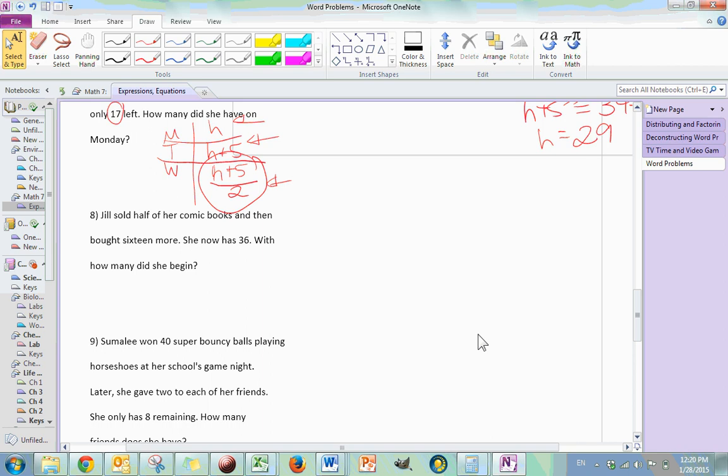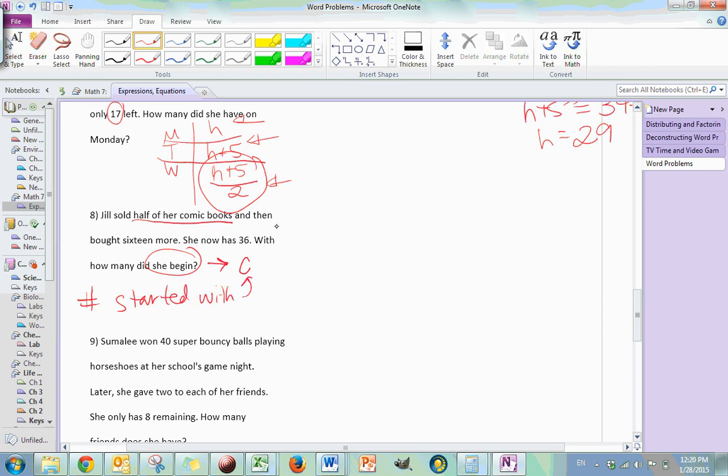Number 8. Jill sold half of her comic books and then bought 16 more. She now has 36. With how many did she begin? So Jill sold half of her comic books. So if you sold half, you take the number you have, you divide it by 2. And our variable, well, we don't know how many she started with. That's what they're asking. That's a perfectly good variable. So we could do C. C is the number she started with.